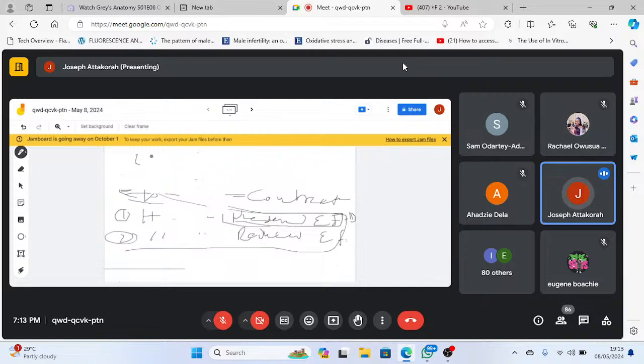Okay, so assuming I am giving calcium channel blockers, assuming I'm giving nifedipine to heart failure patients, what should be your concern?